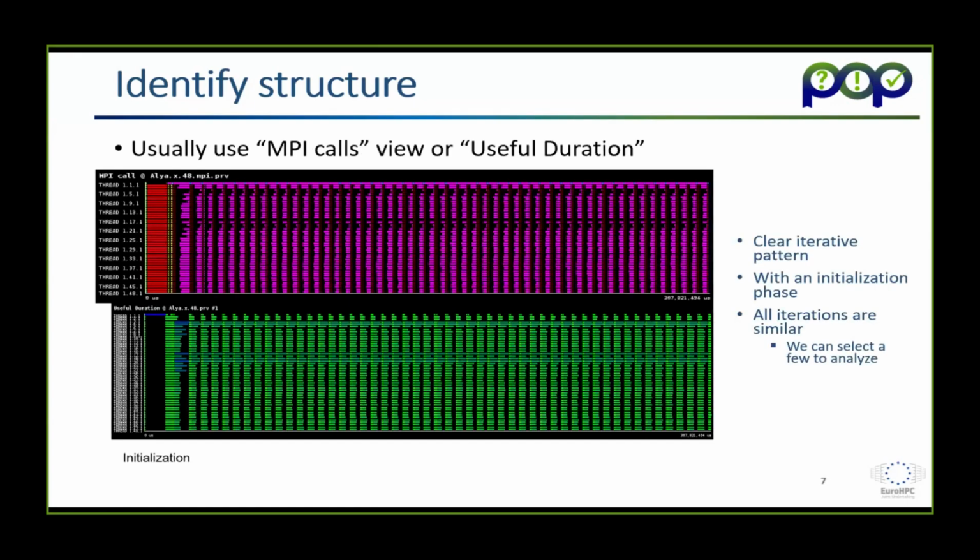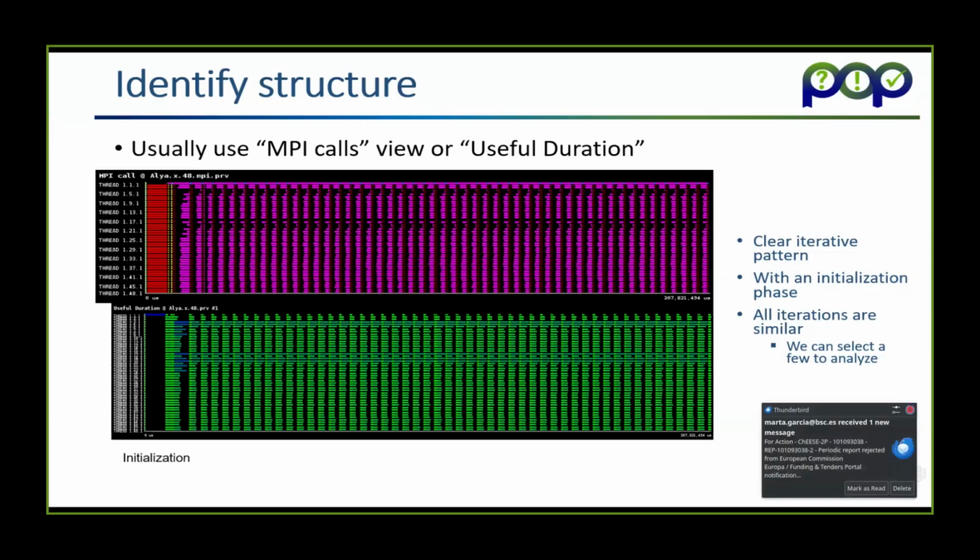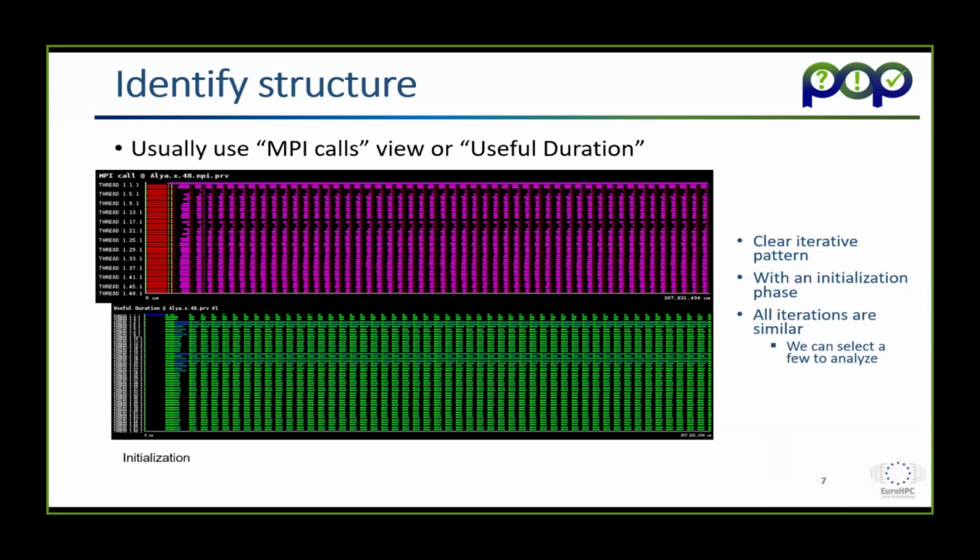So for example, these are two traces. These are Paraver traces. In the x-axis, you see the different processes, and in the y-axis, you have the time. The different colors identify different things that we can show. In this case, in the top trace, we are showing the MPI calls, and in the bottom trace, the useful duration. So in the bottom trace, you see color when useful code is being executed. Here, identifying the structure is quite easy. We see that there's an initialization phase here, and then there's an iterative phase where we have a lot of different iterations that look more or less the same.